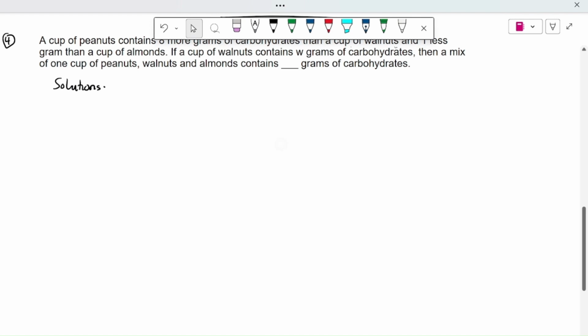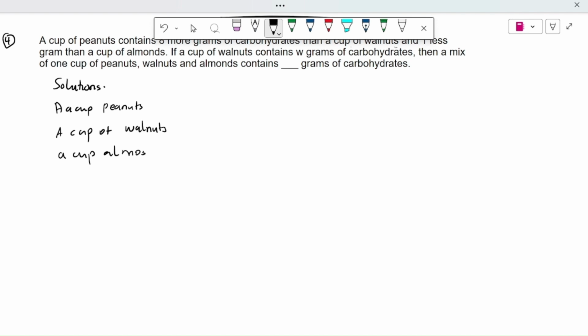So we have a cup of peanuts that contains certain grams of carbohydrates, a cup of walnuts, and a cup of almonds. Let's call them P for the cup of peanuts, omega, which is W, for the cup of walnuts, and A for the cup of almonds. And then let's now solve this question.